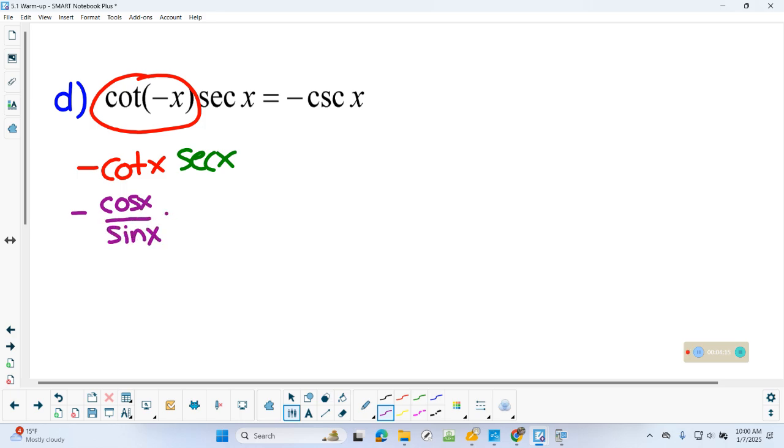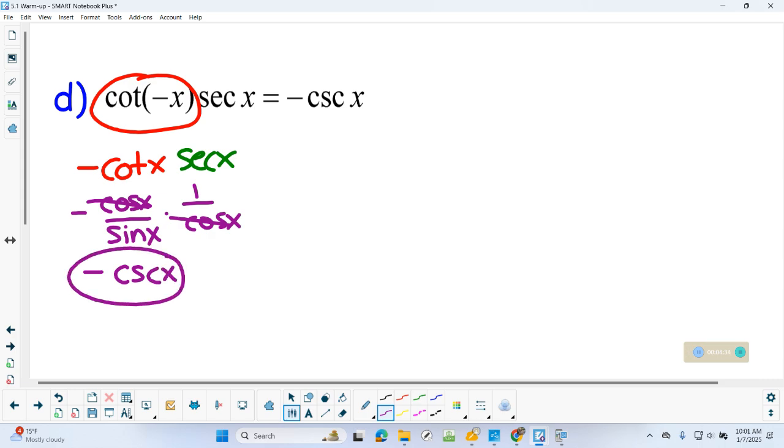And then same thing, secant, I'm going to go 1 over cos. So I have everything in sines and cosines. And I'm like, oh, I think we've got this. Because the cosines cancel, I've got the negative. And what's 1 over sine? Got it.